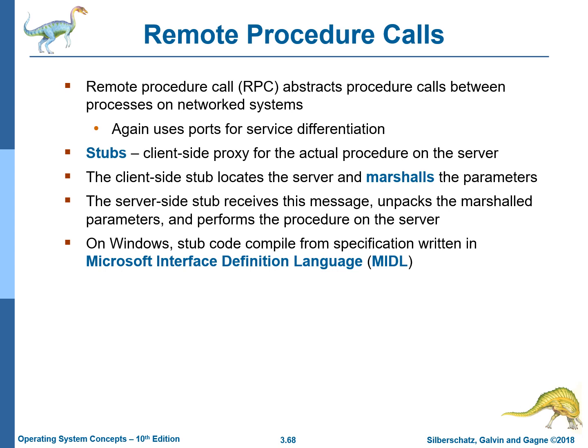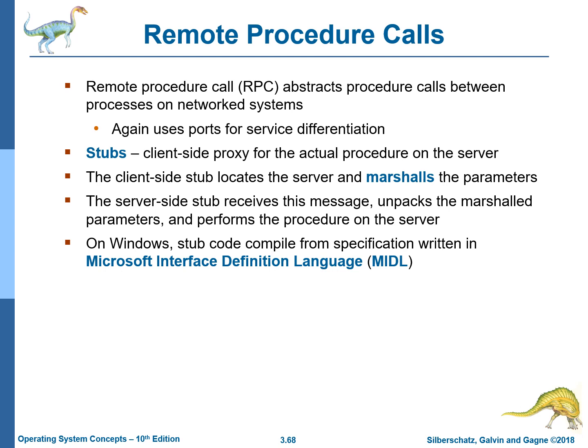Remote procedure call abstracts procedure calls between processes on networked systems. Again, it uses ports for service differentiation. And stubs are the client-side proxy for the actual procedure on the server. The client-side stub locates the server and marshals the parameters. The server-side stub receives this message, unpacks the marshaled parameters, and performs the procedure on the server.